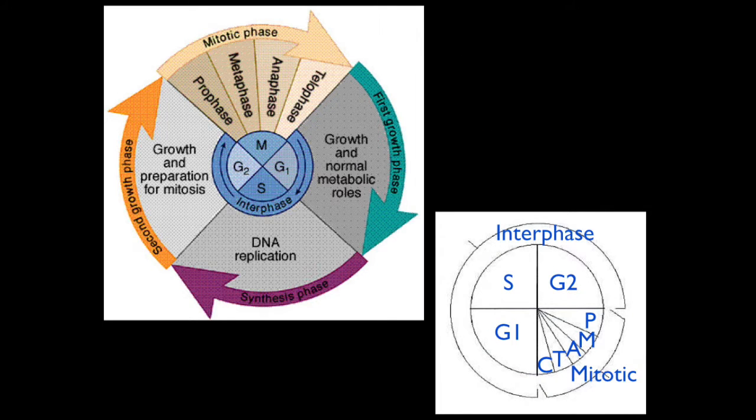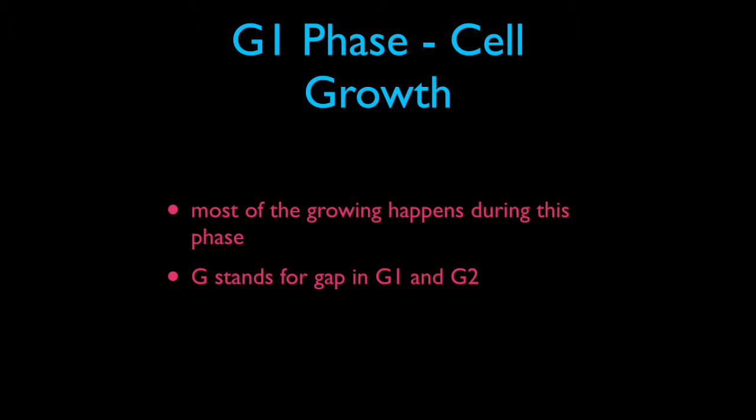Using the picture in your notes, use the picture that's up on the screen to fill in the blanks, noting the different phases that happen during cell division. The first phase in cell division is known as the G1 phase, and this is where the cell grows. Most of the growing happens during this phase. G stands for gap, and it'll be found in G1 and G2 phases.